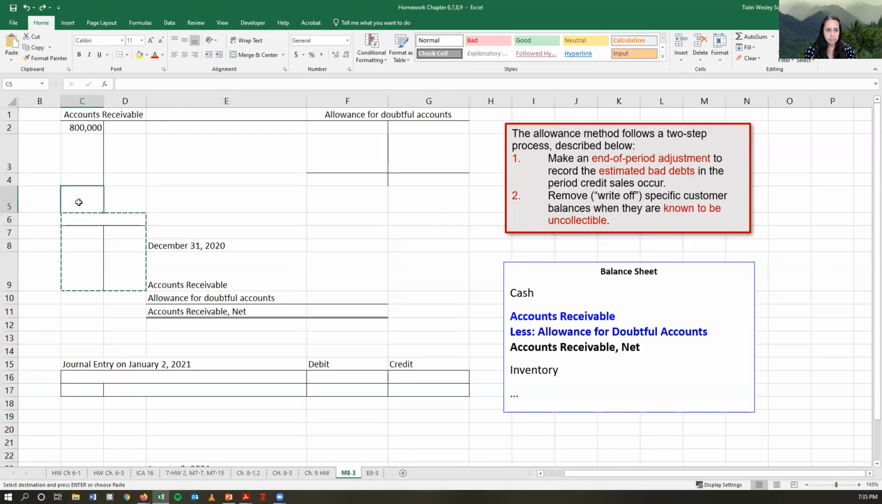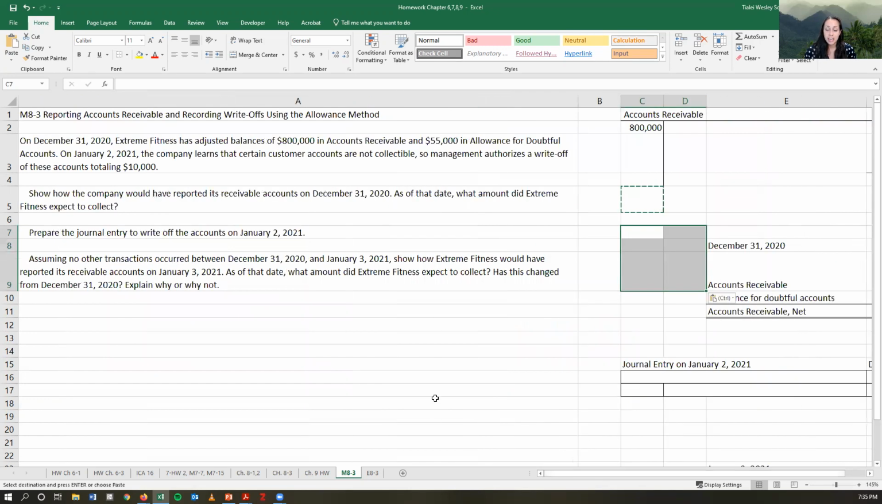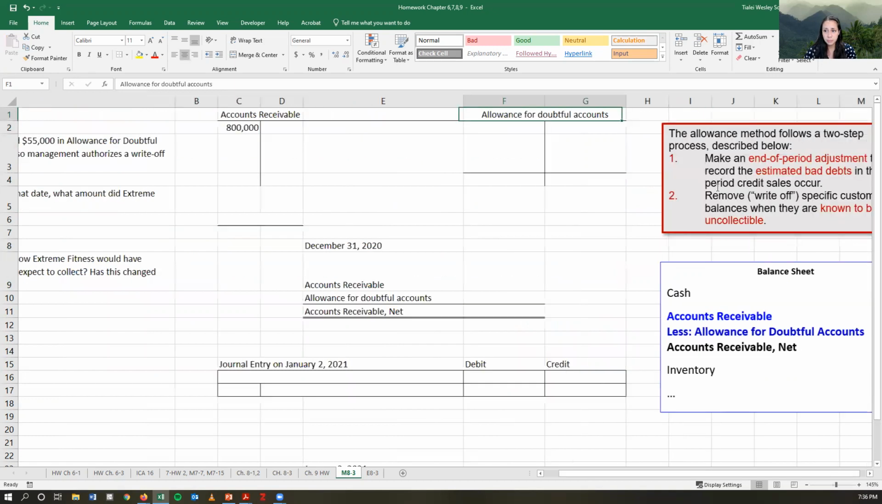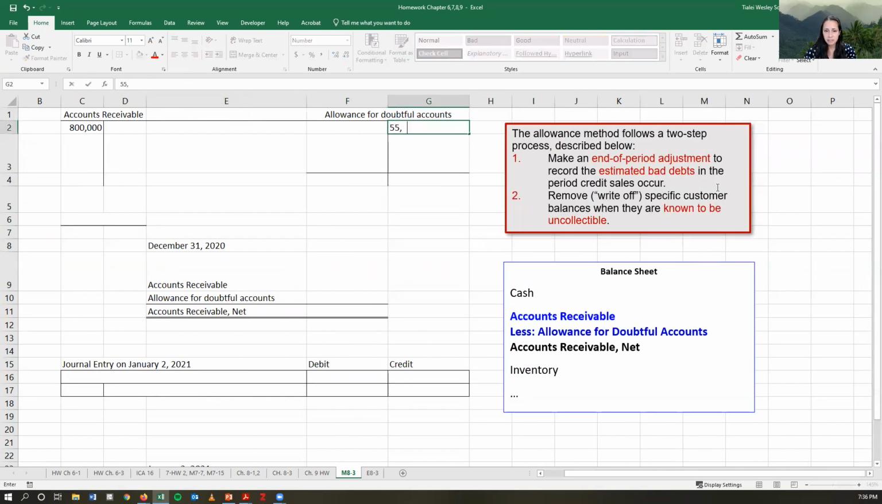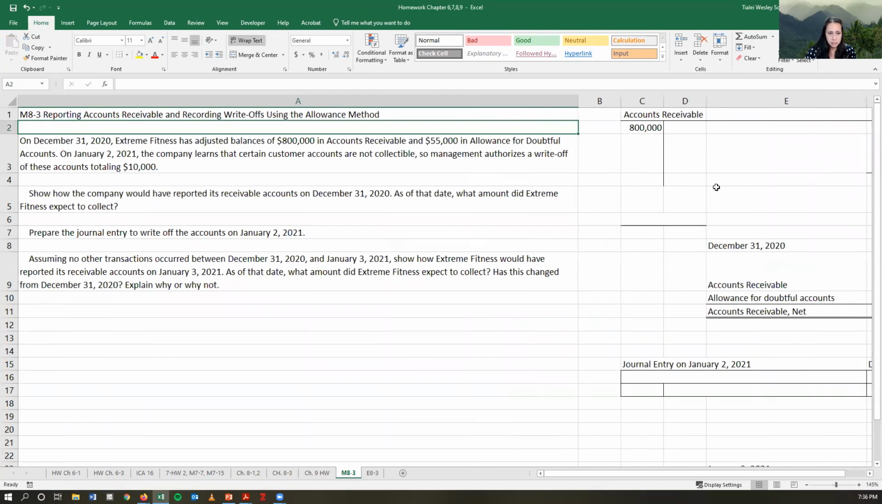So I'm going to get rid of this T account because I've already made my T accounts. And then the allowance for doubtful accounts is $55,000. And remember, this is a contra asset, or decreases the value of our accounts receivable. So this contra asset has a $55,000 balance, and it would have a normal credit balance. It can have a debit balance if we don't adjust it enough, but normally it has a credit balance.